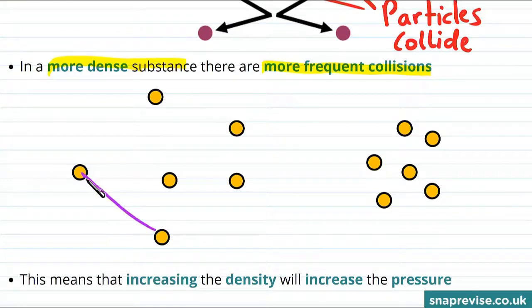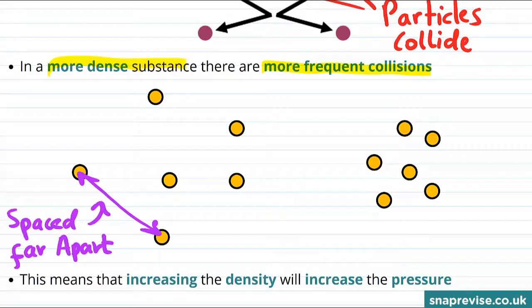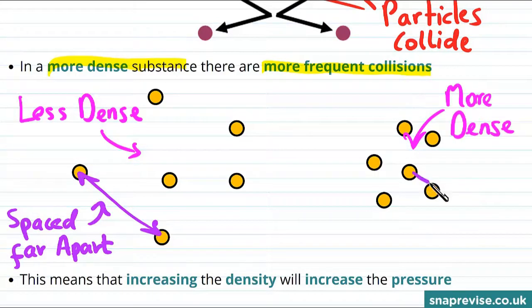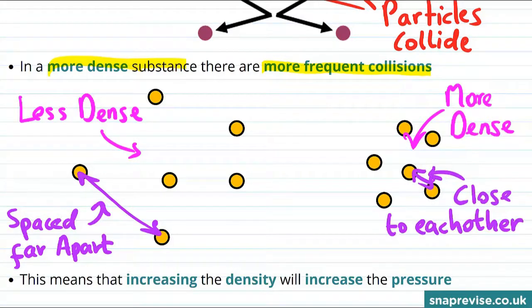These particles on the left-hand side being spaced far apart, in other words, less dense, means the particles are less likely to bump into each other. But the substance on the right-hand side being more dense has particles close to each other, which are therefore more likely to bump into each other.